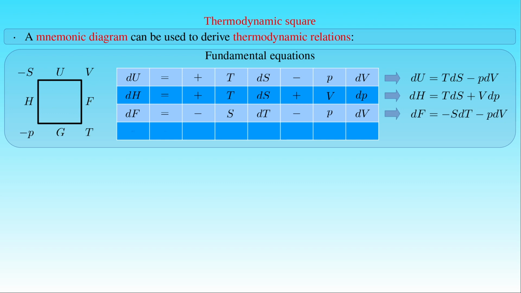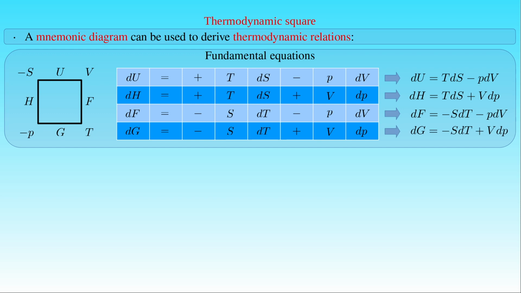If we choose the free enthalpy G at the bottom of the square, its differential can be written in the left-hand side of the last fundamental equation. The neighboring quantities of the free enthalpy in the diagram are the pressure P and the temperature T, representing its natural variables, and we can write their differentials in the right-hand side of the equation. The diagonally opposite corners of the natural variables P and T are the volume V and minus the entropy S, and they appear as the multiplication factors of the differentials in the right-hand side. This gives the last fundamental equation.